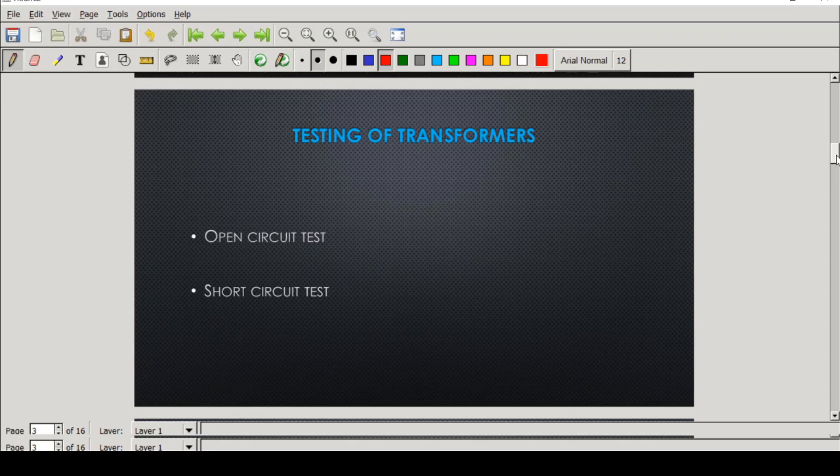Okay, now moving further, next we will see the testing of transformers. That is how you can test the transformers. There are two different tests which can be used. The first one you call it as open circuit test. This is actually used for determining the no load parameters. That is when the transformer is under no load condition. No load parameters.